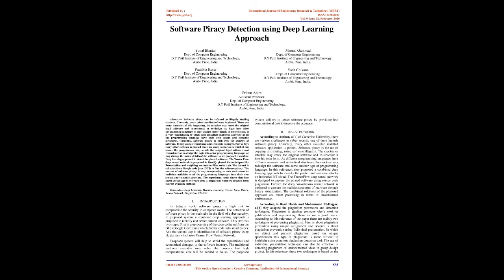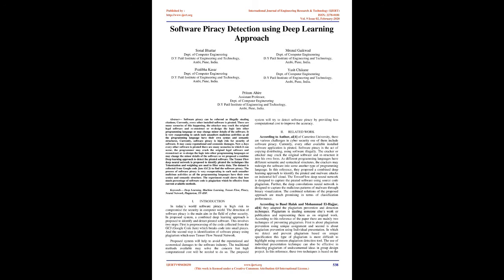The attacker may crack the original legal software and reconstruct or redesign the logic into another programming language, or may change minor details of the software. It is very exasperating to catch such assailants' malicious activities, as all the programming languages have their own syntax and semantic structures. Currently, software piracy is a high risk for the security of software. It may cause reputational and economic damages.